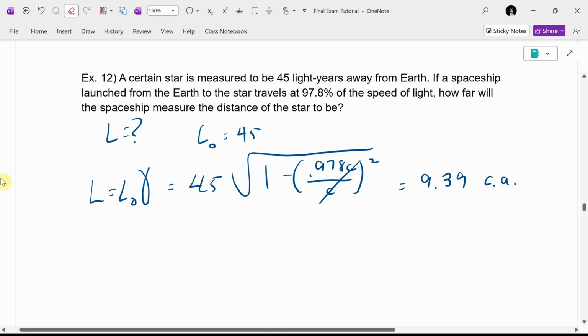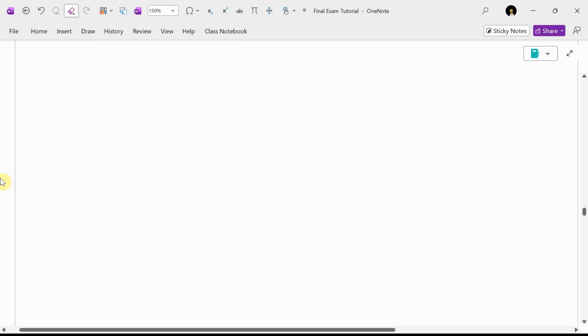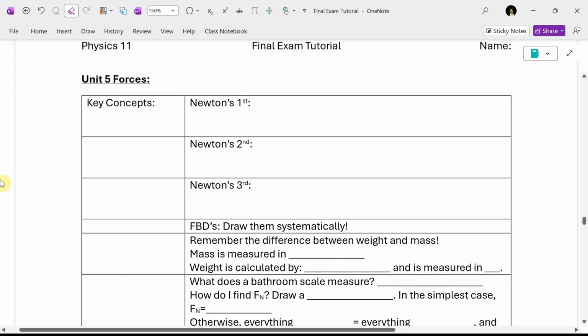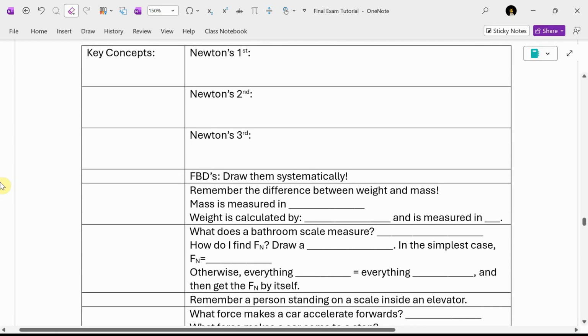That brings us to the end of special relativity. Now we're going to pivot to probably the toughest unit of the year, forces. If you found it tough, congratulations, you're normal. What were some of the key concepts? I will not, Kara, be asking you, which of the following is Newton's first? Or which of the following is Newton's third? I told you, you didn't have to memorize which one is which, but you need to know what they are. Newton's first law said this.